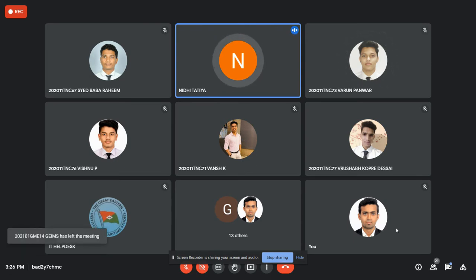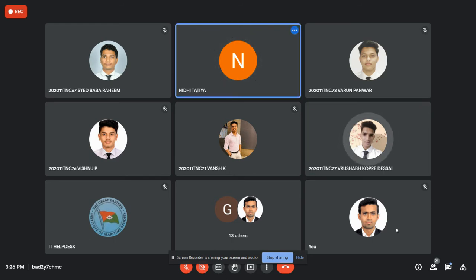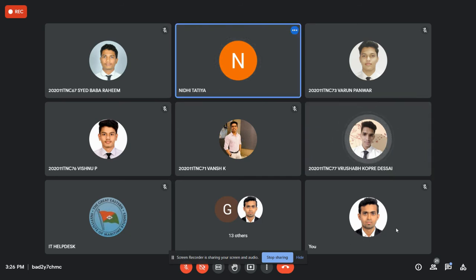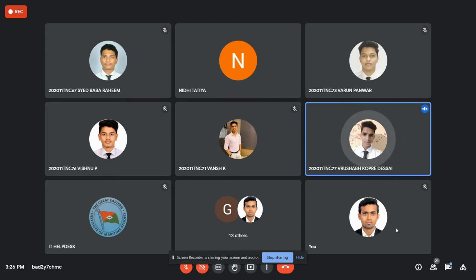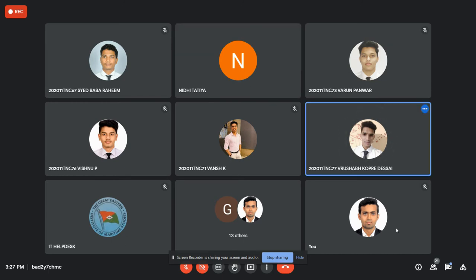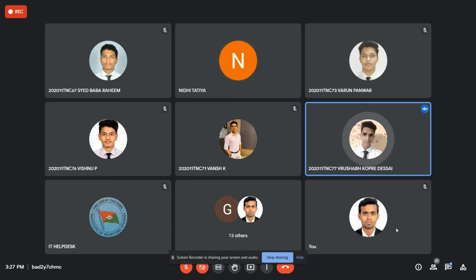Okay, I want one more person to repeat before I do that actually. Yes, Rushabh Kopre, number 77. Can you repeat? Skull, mandible, clavicle, ribs. Then on the hand we have humerus, ulna, radius, carpal, metacarpal, phalanges. Then pelvic girdle, fibula, tibia, tarsal, metatarsal, phalanges. Correct.